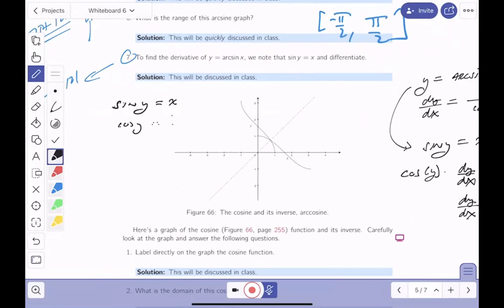Sorry about that. My pencil's becoming a little bit erratic.